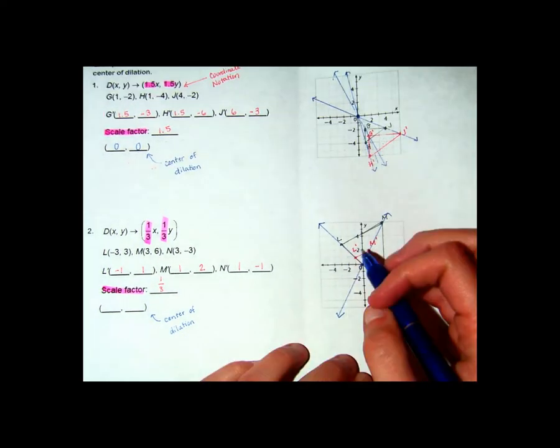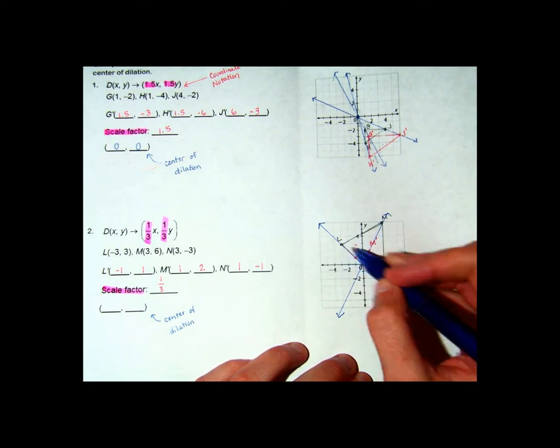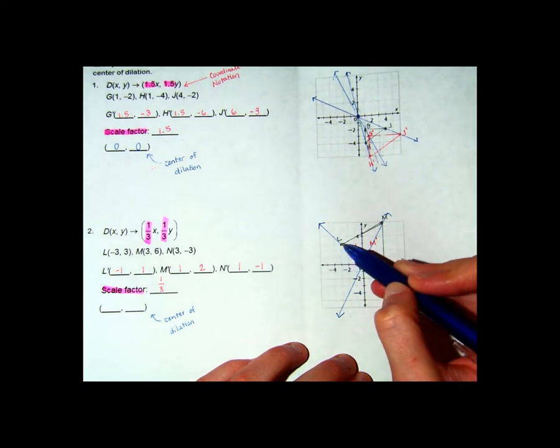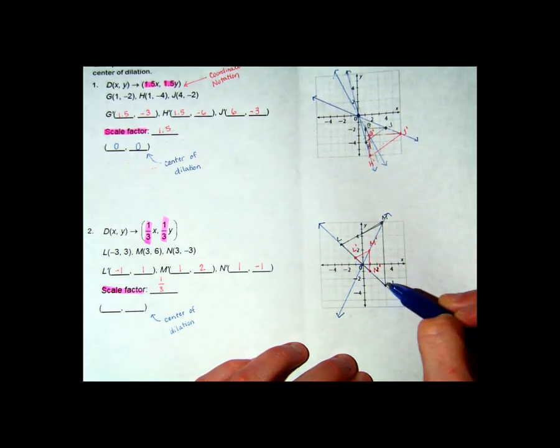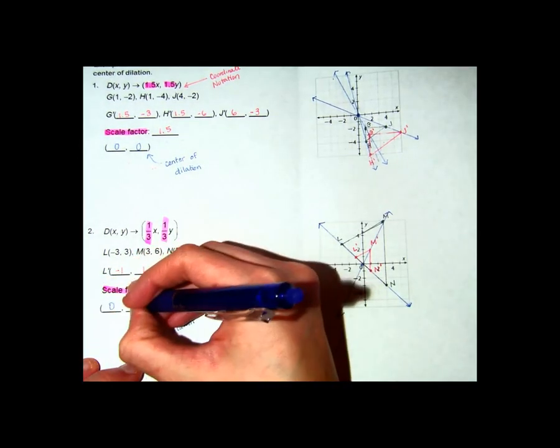So remember, to find the center of dilation, I'm going to connect M to M prime and L to L prime, N to N prime. I have that. It just so happens that L to L prime is the same as N to N prime, but they do meet at 0, 0. Which it is a coincidence. It does happen sometimes, not all the time. There is your lesson on dilation.